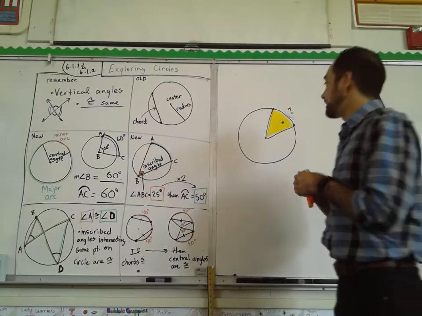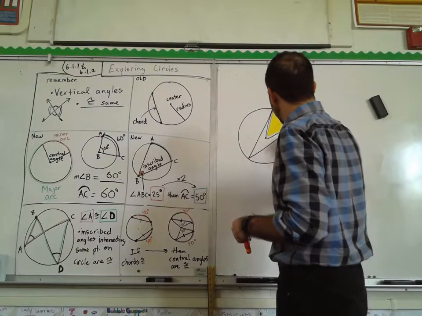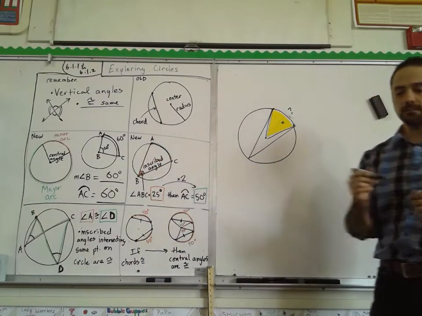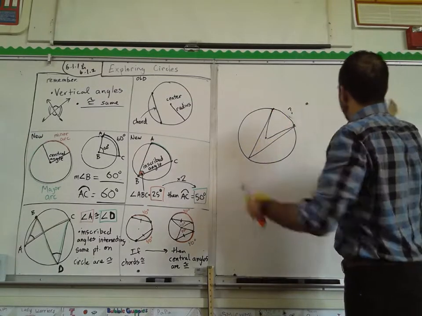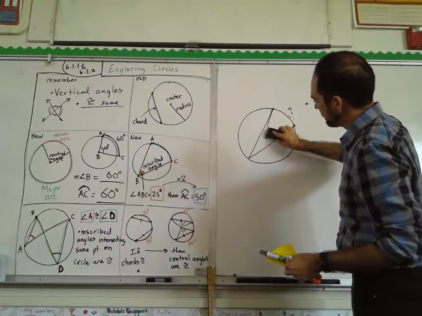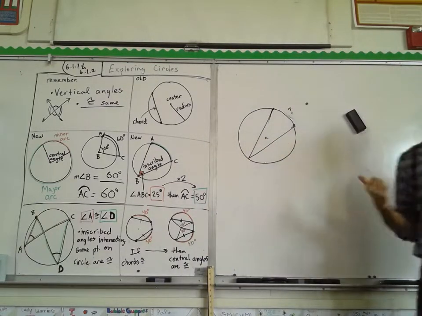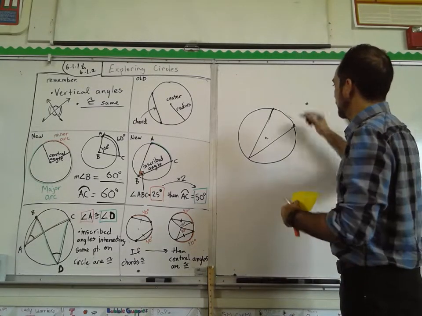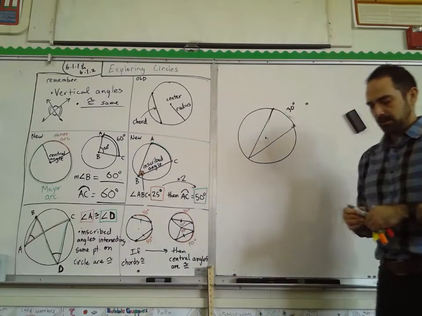So here's the deal, though. Now we have a different kind of angle. It's called the inscribed angle. Instead of our central angle, this inscribed angle starts at the other side of the circle. It goes all the way across. So we already figured out that this was how much? 30 degrees. Okay.